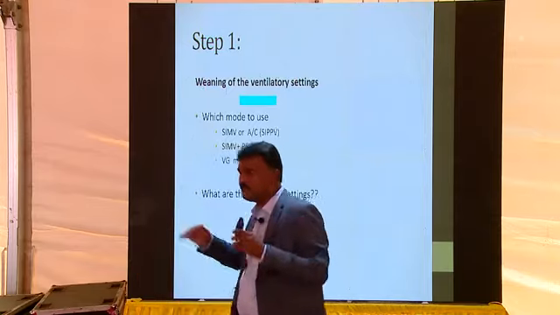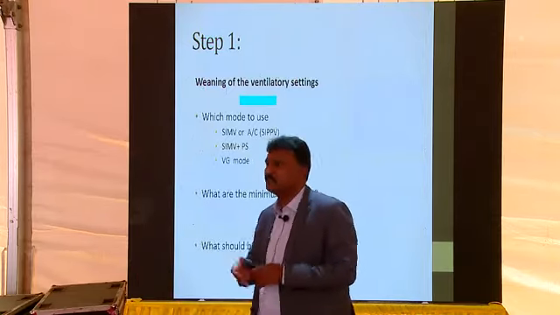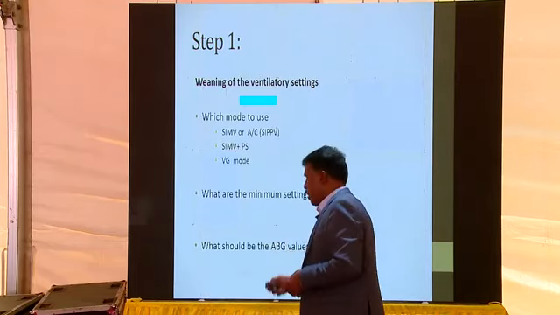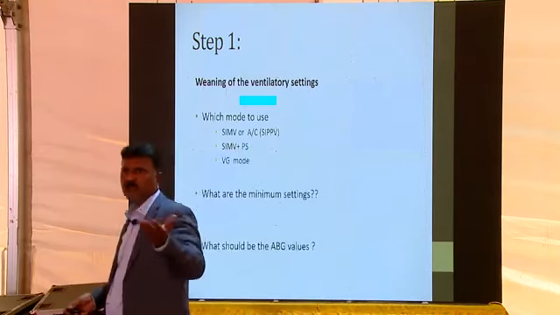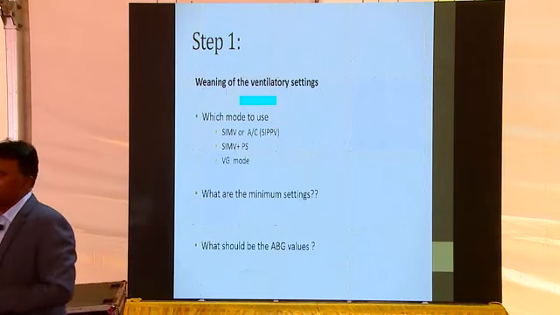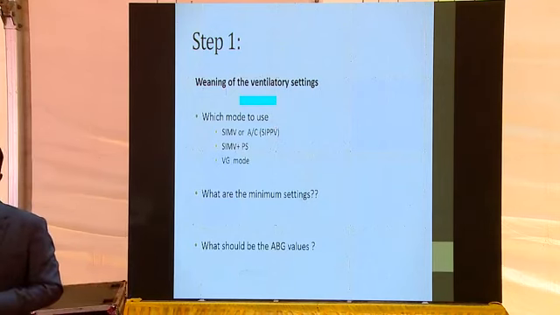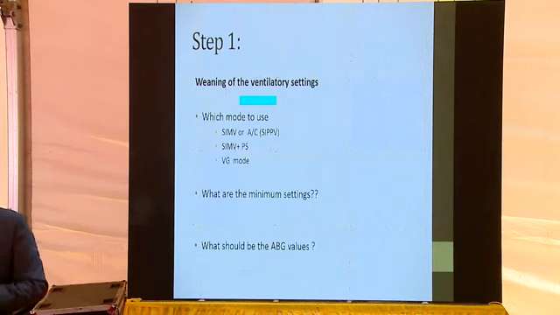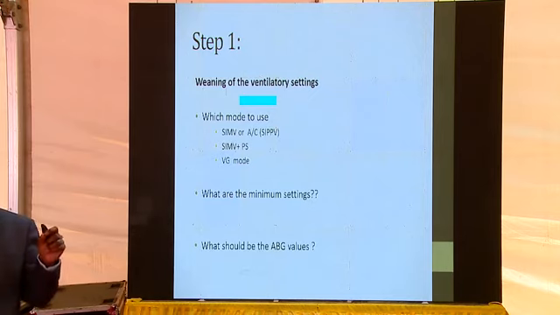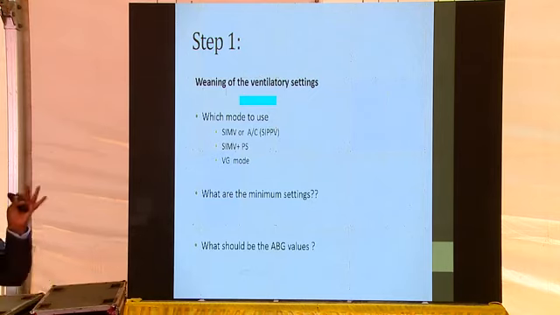What is the minimum setting for ventilation? What should the ABG values be? Remember, as highlighted in Dr. Sharma's workshop, we move away from this. We are not interested in getting normal. My target is to see how best I can get the baby off the ventilator and accept blood gases which are slightly abnormal. That means I am okay with permissive hypercapnia of 55. I am okay with a PaO2 of around 50.